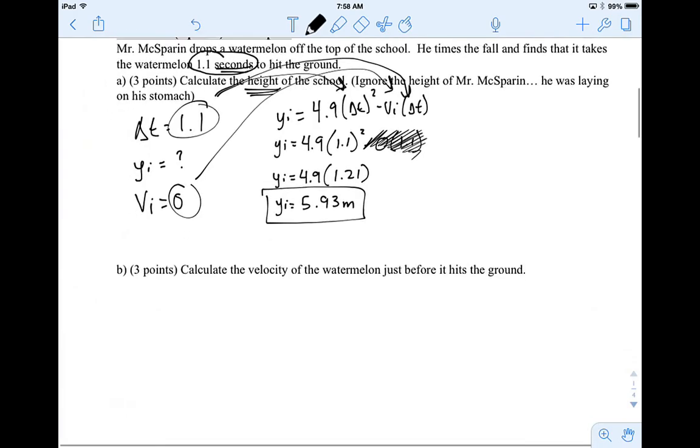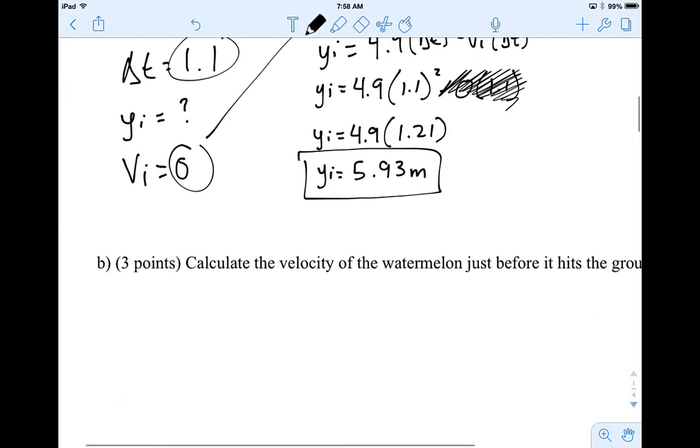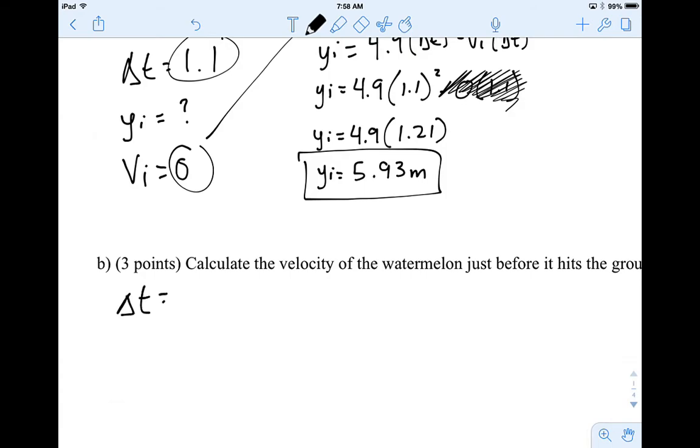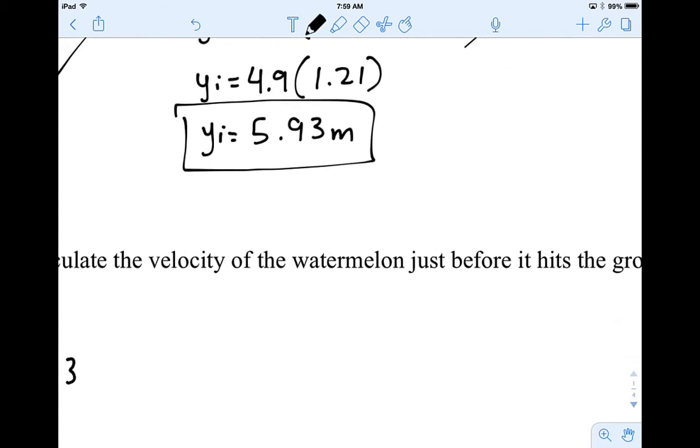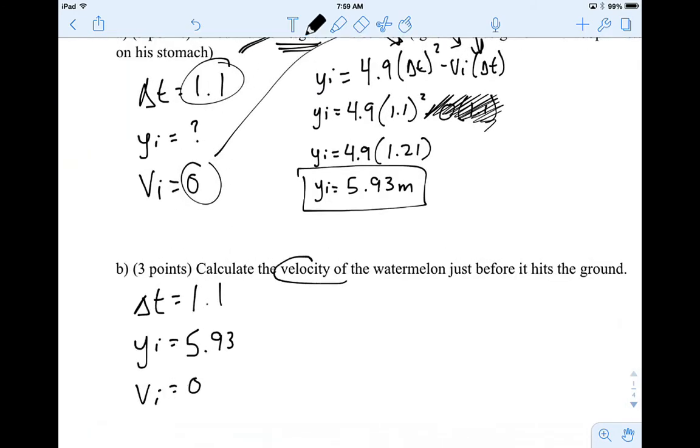Now, calculate the velocity of the watermelon just before it hits the ground. So again, step 1, write your knowns. Write what they gave you. Delta t is 1.1. Yi, I now know that that is 5.93. And vi is still 0. Okay, so now I want to calculate the velocity just before it hits the ground. So, number 2, it wants me to calculate velocity.